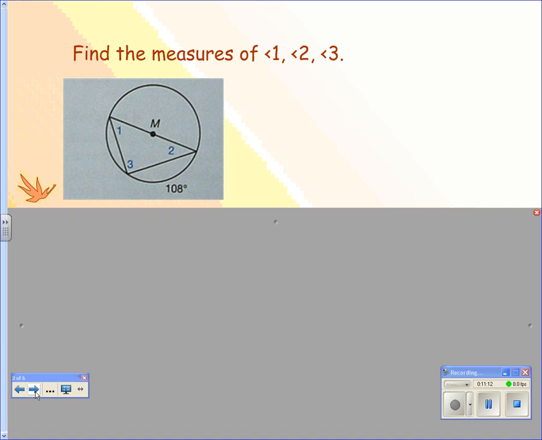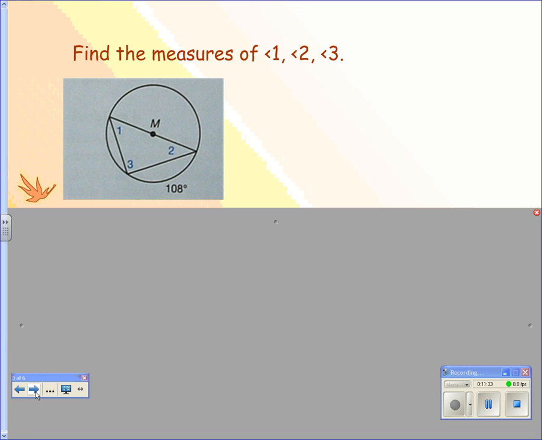Okay, which angle did you start by finding? Three. Angle three? What is angle three? Why? It intersects a semicircle, so it has to be 90 degrees from the theorem. 47.2. Okay, which one did you find next?